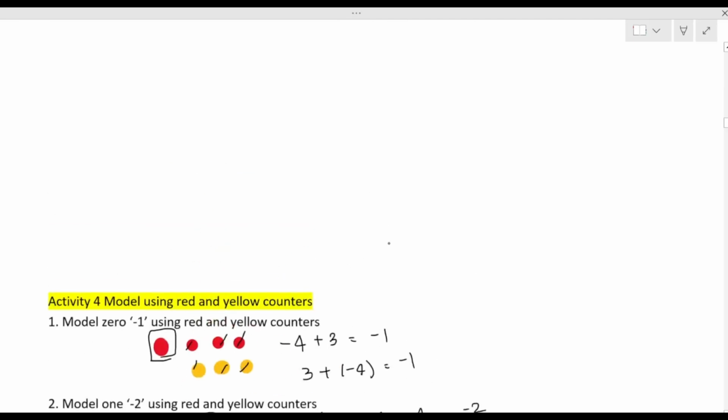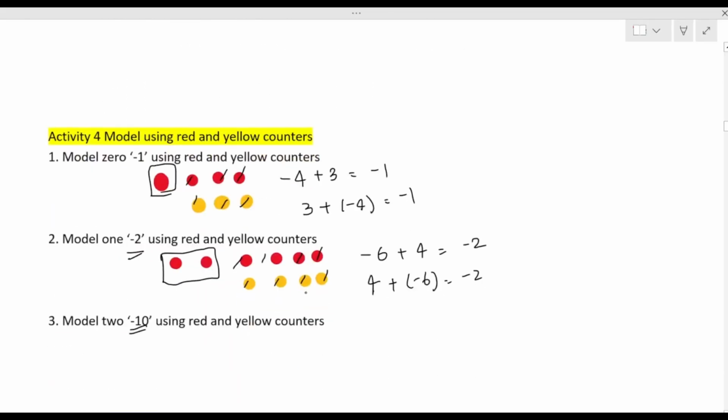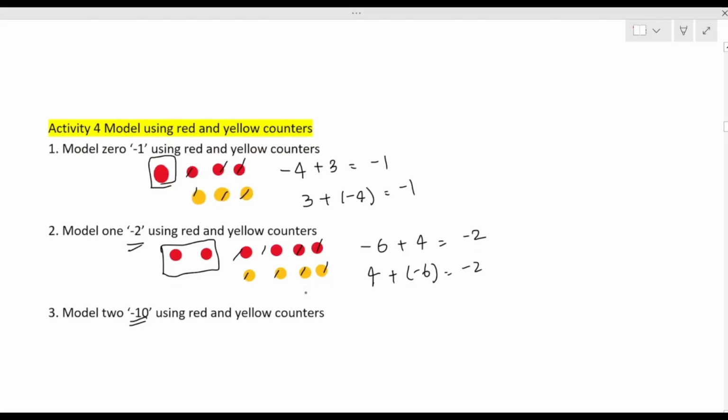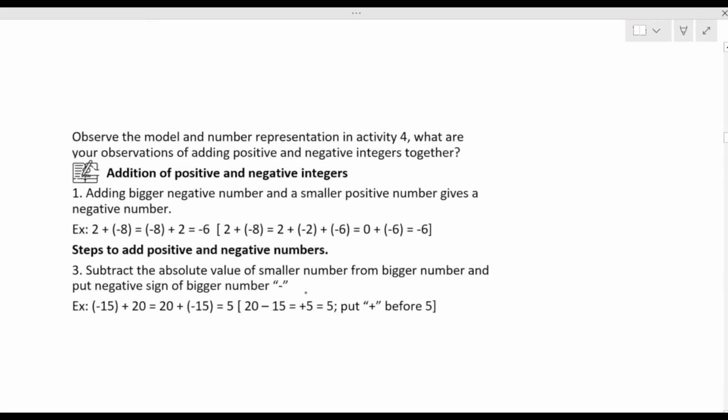Is your previous observation, that when you add a positive and a negative number, you subtract the absolute value of the smaller number from the bigger number and put the sign of the bigger number, working here as well? Take a minute, pause here and write down your own example. I hope you were able to do your own example. Now let's try seeing if it really works.